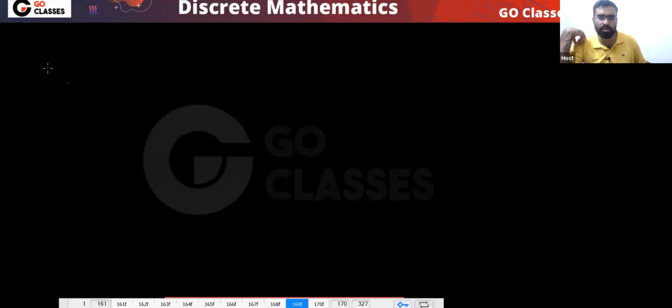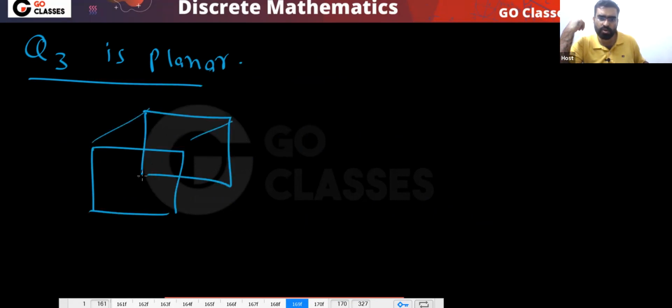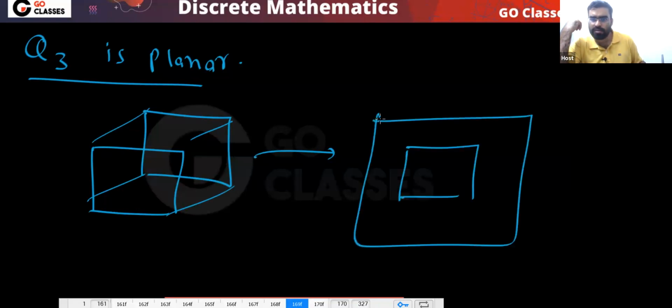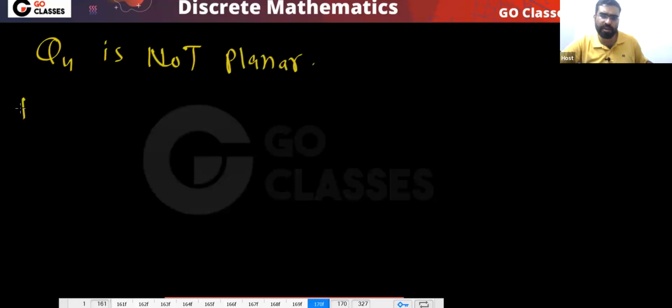Is this Qn planar? You can notice Q3 is planar. You already know this because this is your Q3, and this Q3 I can draw like this. The same Q3 I can draw like this. So this Q3 is planar; without edge crossing, I can draw it. So this is definitely planar. What about Q4? Q4 is not planar. What is the proof?